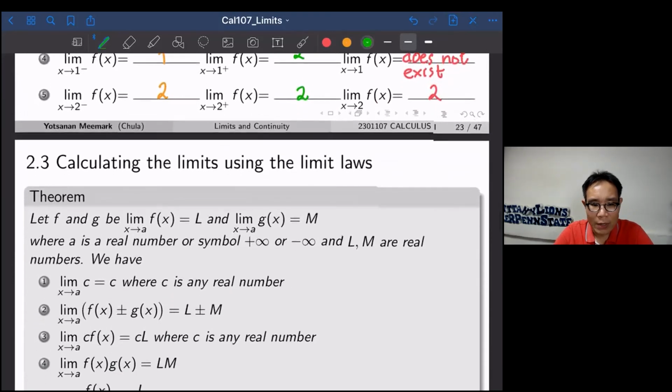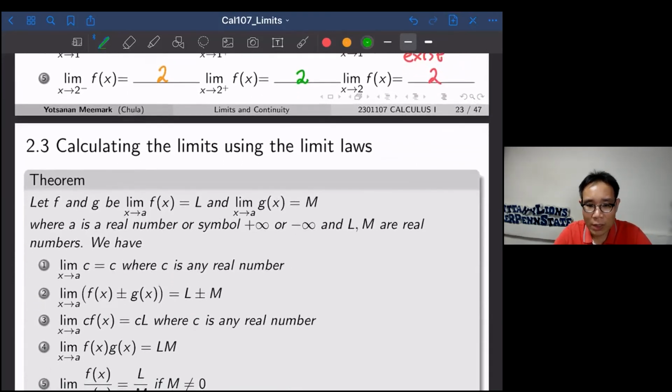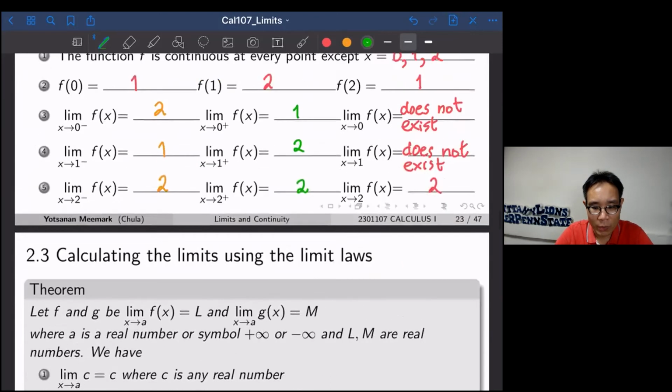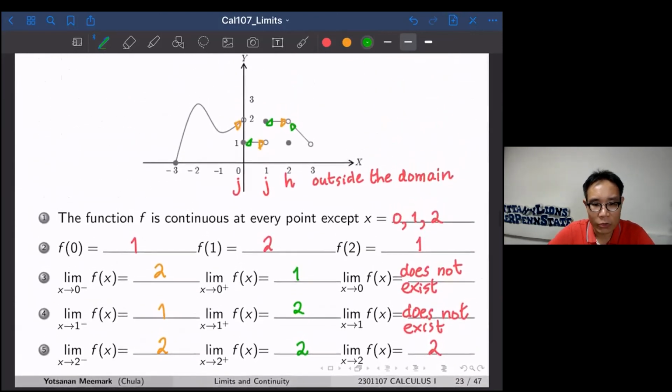It's gonna be calculating the limit by using the limit laws, okay? And it's gonna involve a lot of algebra. Okay, so I'm gonna stop here for this first clip, and we're gonna continue next time.